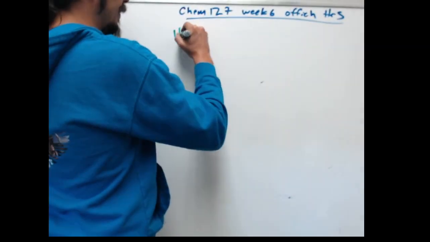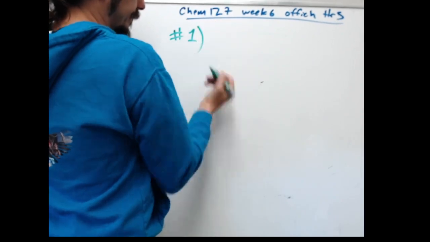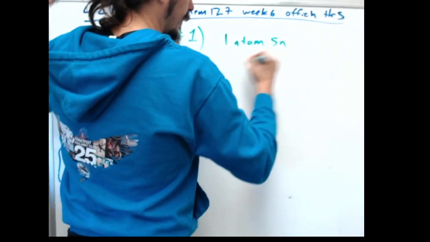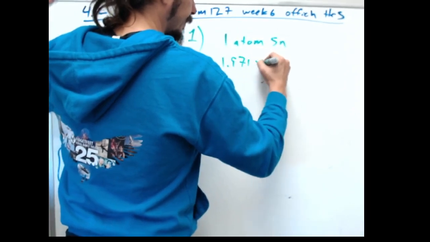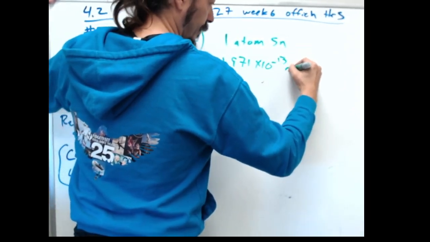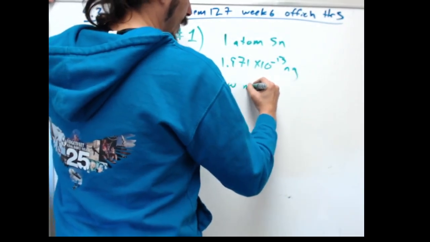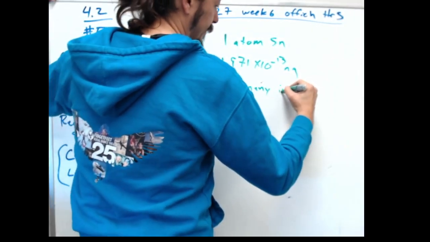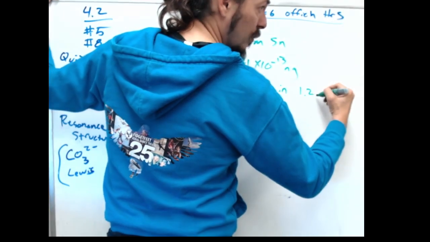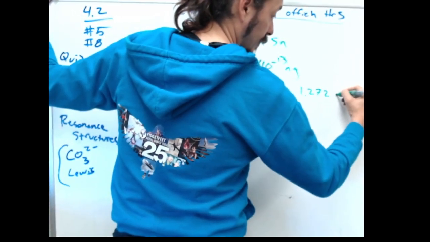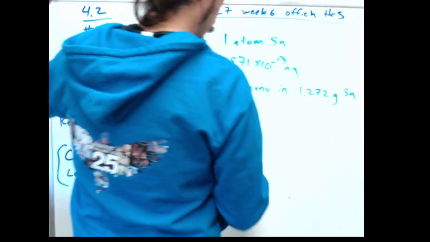Does somebody have that up? Yeah, for me, it was: 1 atom of tin weighs 1.971 times 10 to the negative 13 nanograms. How many tin atoms are in 1.272 grams of tin? And then how many moles of tin are there?